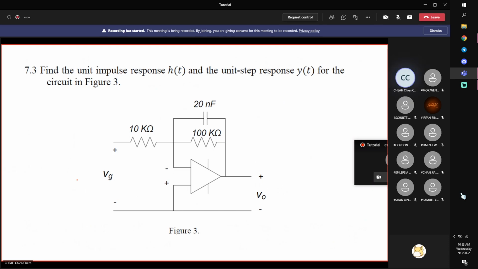Okay, let's look at another circuit. Now, unit impulse response means that you put in an impulse, right? Unit step response means you put in a step input and you want to see how your output responds to these two inputs. Okay, here we have two inputs, so it makes sense to derive transfer functions. Right? In fact, unit pulse is related to your transfer function.